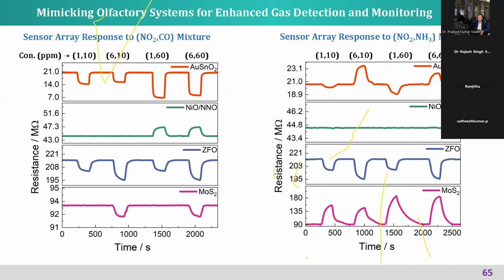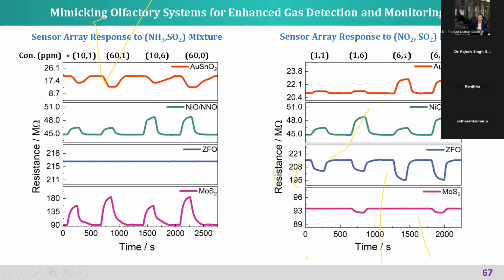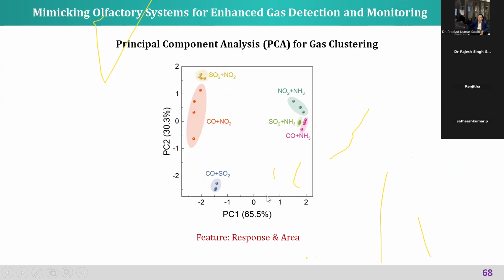Next, we go to the mixture of gases. With the 4 sensors, first we passed the individual gases, and now we are passing mixtures of gases. First, mixtures of 2 gases: NO2 and CO response, and NO2 and NH3 response. Similarly, SO2 and CO response, and CO and NH3 response. Similarly, the other permutation combinations, NH3 and SO2, and NO2 and SO2.